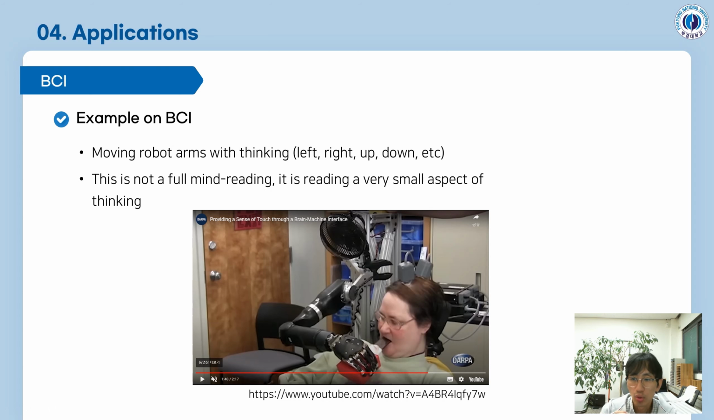But some students could be confused, thinking that using BCI or brain signals, we can understand everything. It's kind of mind reading from the animation or something. But this is not. This is just reading a very small aspect of thinking: left or right, up, down, close and far away, or happy, sad. Those simple and strong states of our brain, we can read. But it is not possible yet to read the details of what you are thinking, what you are imagining. So that's not possible yet.